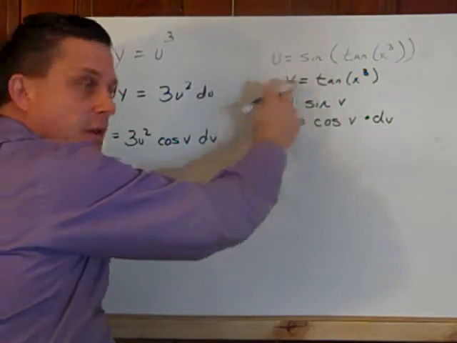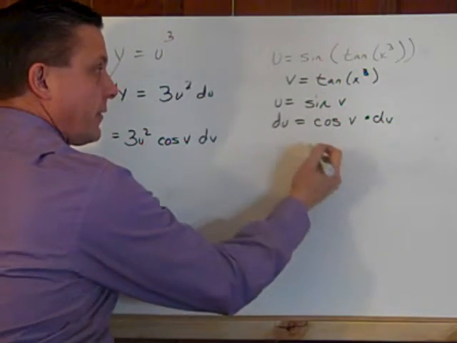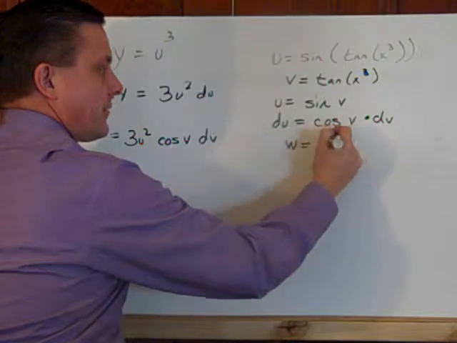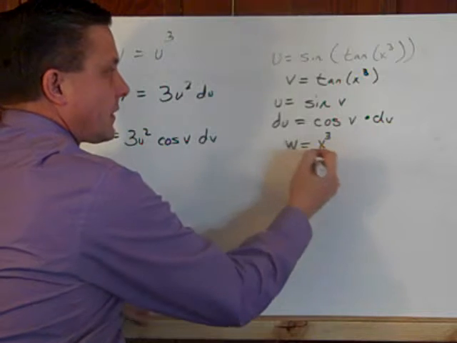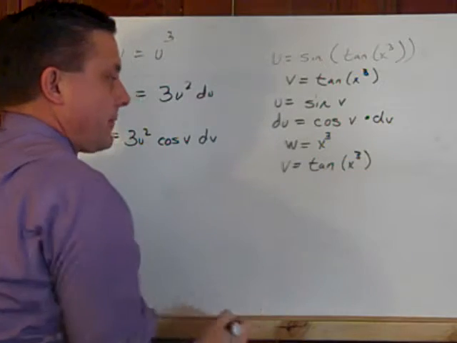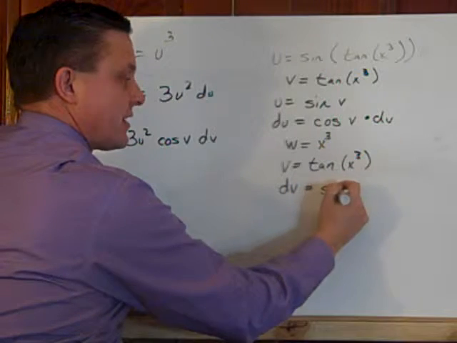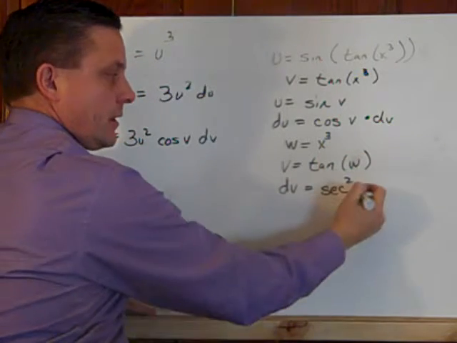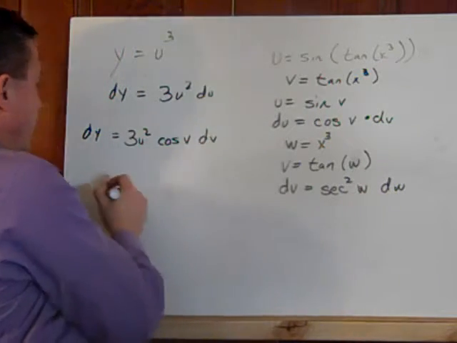So I have to take the derivative of v. But v equals tangent x cubed. I don't know the derivative of tangent x cubed. I only know the derivative of tangent x. So I'm going to say, let's let w equal x cubed. U, V, W. Here we go. 3 substitutions. W equals x cubed. So I can write v equals tangent w. Alright, here I go. Derivative of v is 1 dv. Derivative of tangent is secant squared w dw. Now I can put that in over here.